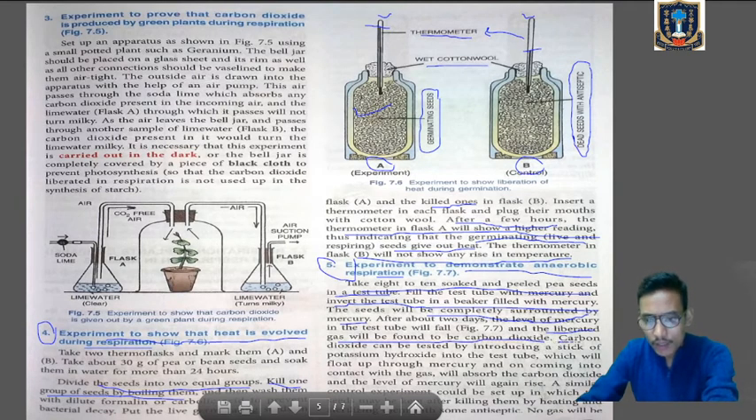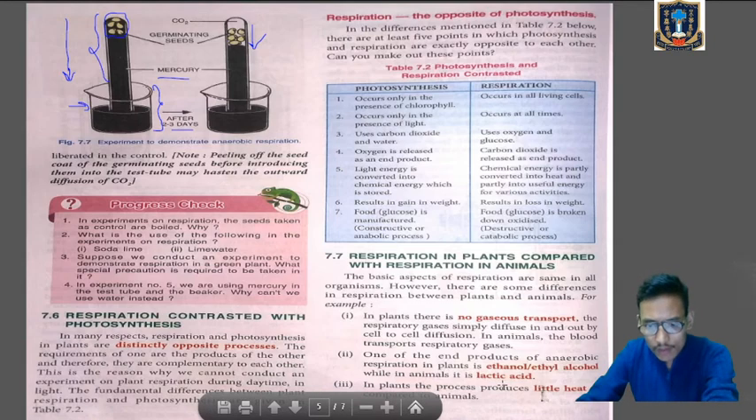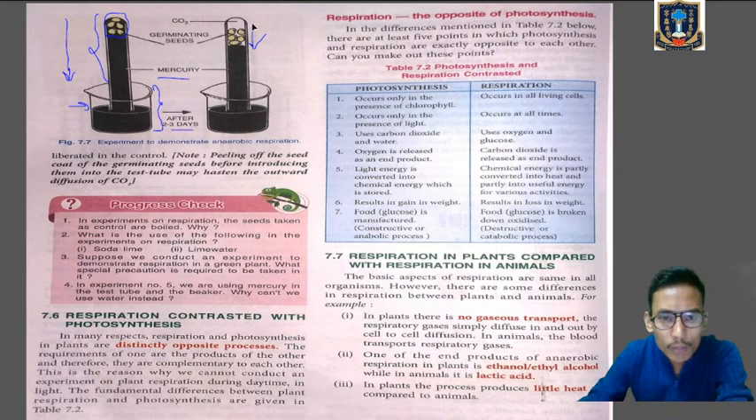First, let's check it out. Carbon dioxide can be tested by introducing a stick of potassium hydroxide into the test tube, which will float up through mercury, and on coming into contact with the gas will absorb the carbon dioxide, and the level of mercury will again rise. So what we are saying is that after 2 to 3 days, the level of mercury in the test tube will decrease.